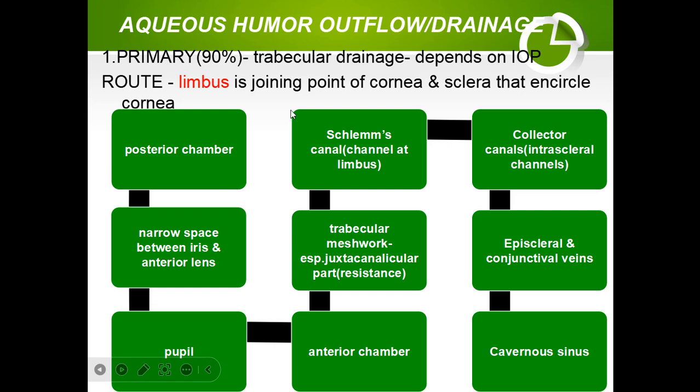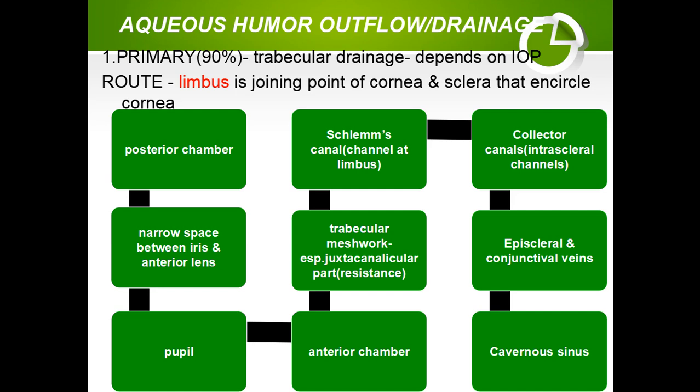So let us see the aqueous humor outflow or drainage. The aqueous humor is primarily drained through trabecular drainage. So 90% is drained through trabecular drainage. It depends on the intraocular pressure. So the route in which the aqueous humor outflow happens is given below.